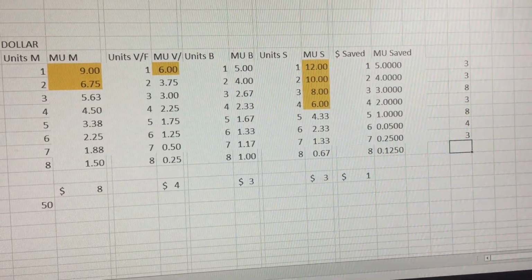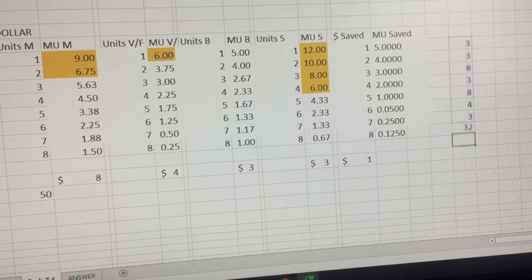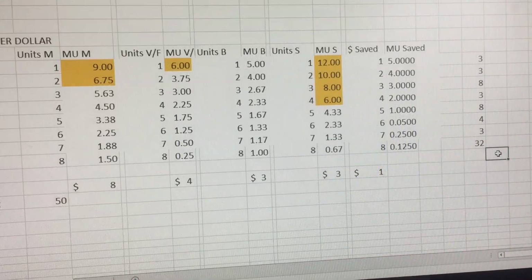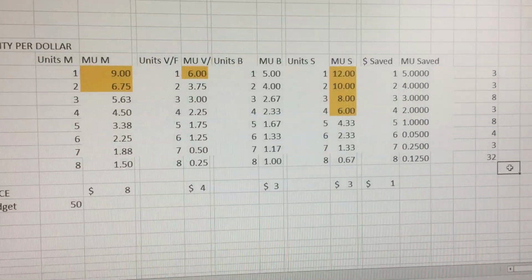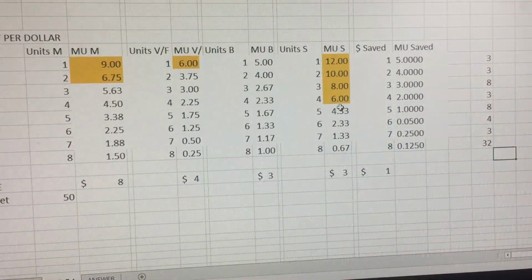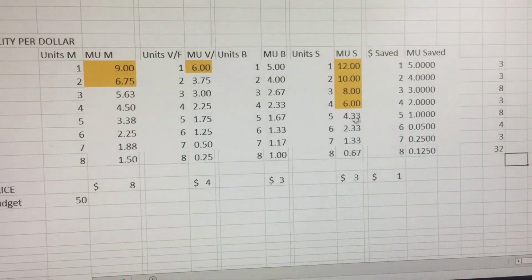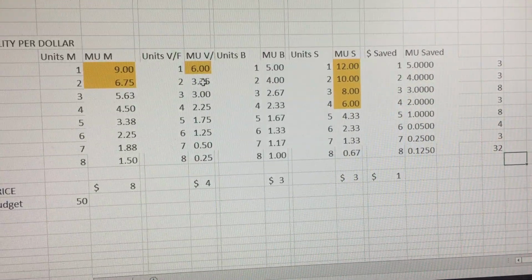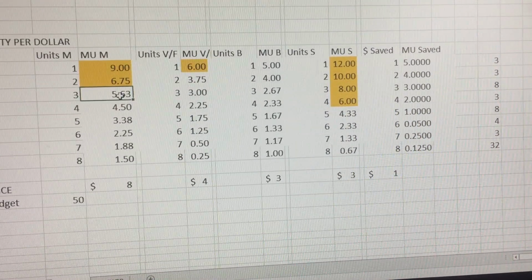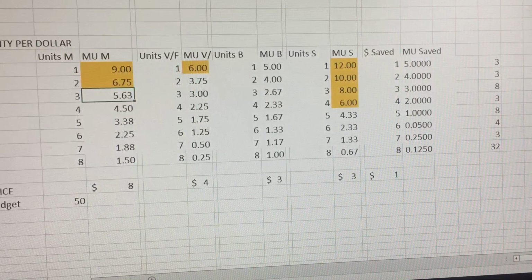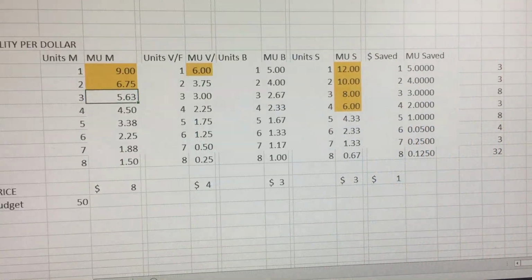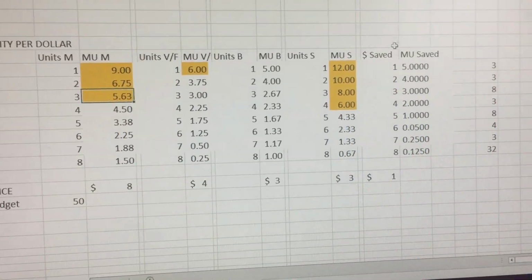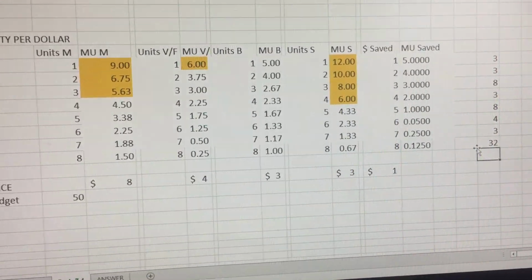I think we better see how much we've spent just to see how close we're getting. We spent $32, so that gives me $18 left to spend in our $50 budget. Okay, what's next? I can get 5, 4, 5, 3, or 5.60. One more meat is the next best choice. I get more utility per dollar spent on the 3rd unit of meat than I do on my 1st unit of bread. So I'll buy more meat, that's $8.